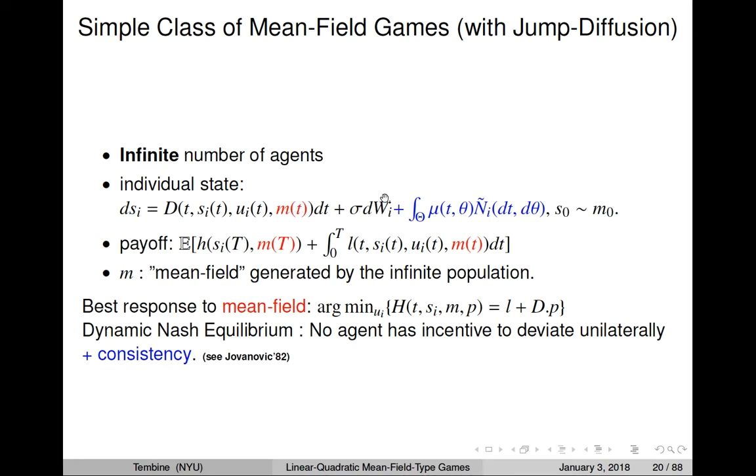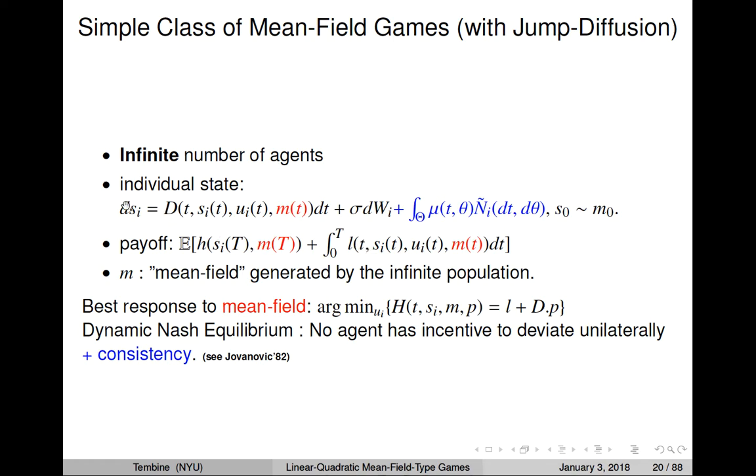And instead of using a general random process with a kernel, here I'm looking at the diffusion case and then the jump case, and this is what we call a jump diffusion process. Now the expected value of the cost functional needs to be minimized, so this is our L_i, and the terminal payoff, the terminal loss function, depends on the state and the mean field, and the running loss function depends on the state, mean field, control actions, and time as well.